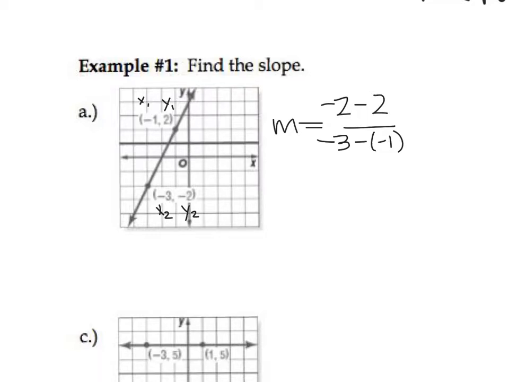A very common mistake I see is that people will forget a negative because there's already subtraction. I see a lot of people just write -3 minus 1, but because the -1 has a negative, you need to make sure you include that and put parentheses. So in our numerator, -2 minus 2 is going to give us -4. And then -3 minus a -1 changes to addition, so it becomes -3 plus 1, which is -2. And then -4 divided by -2 gives us a slope of 2.